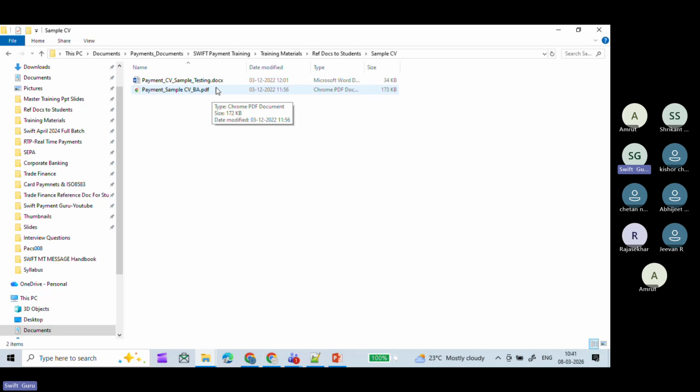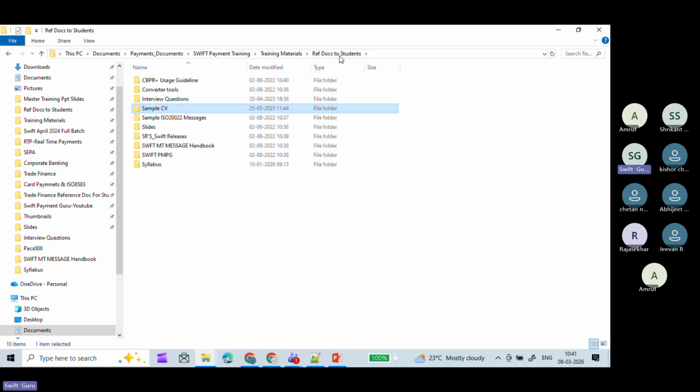We also have sample CVs related to BA and testing, QA and BA, which have enough keywords that will help recruiters find and shortlist your CVs. Recruiters use keywords to search whether CVs with the necessary skill set are available on portals like, sorry, not LinkedIn, Naukri and all. So I'll also explain how to update your CVs.